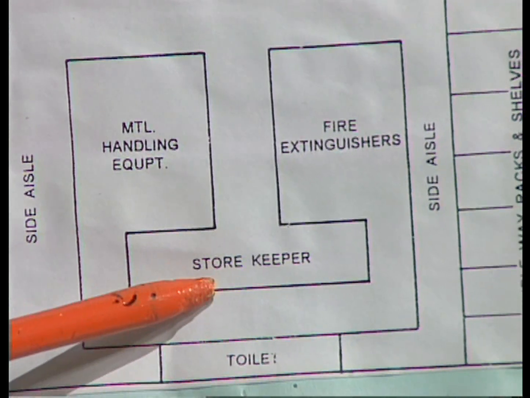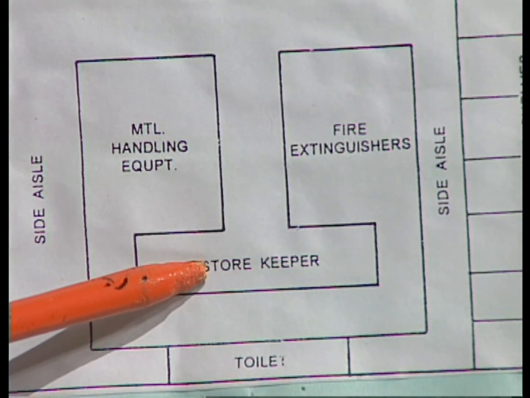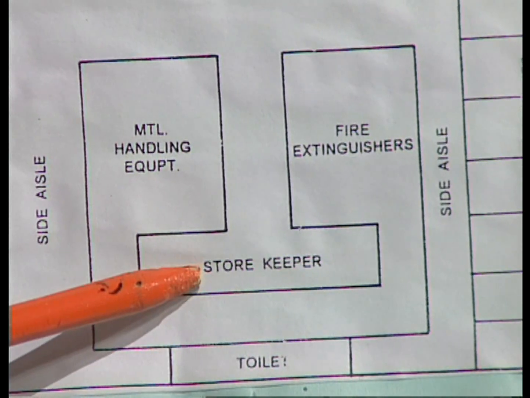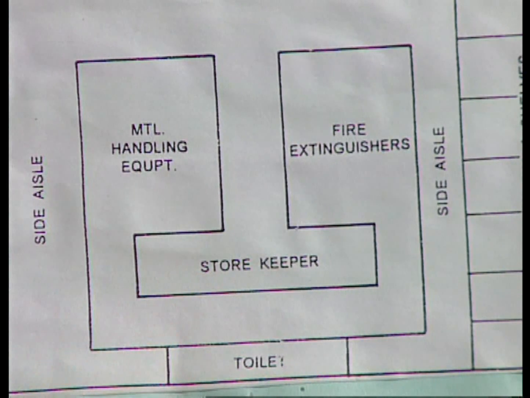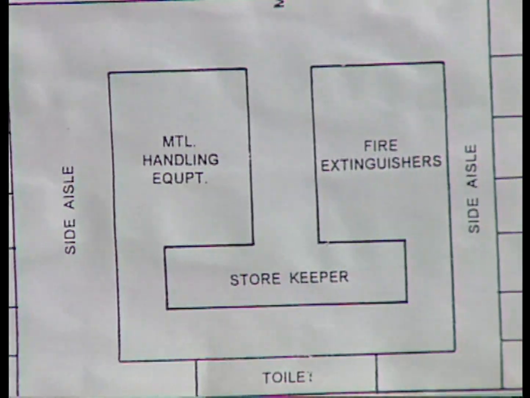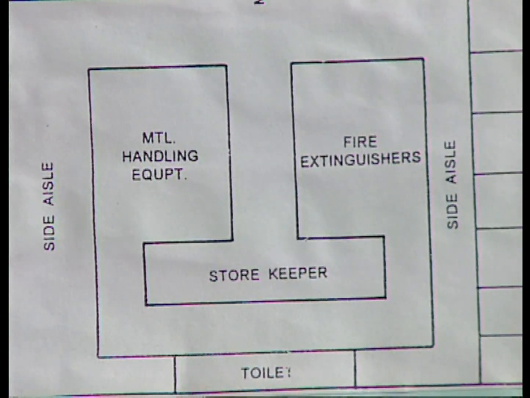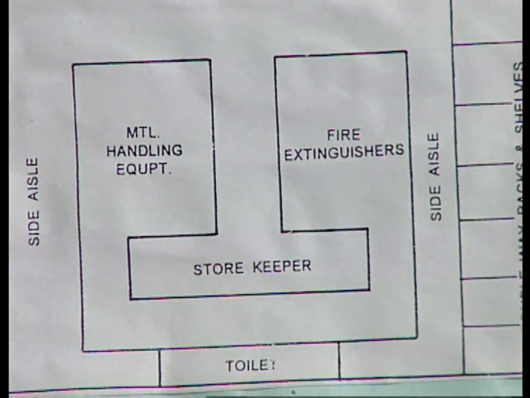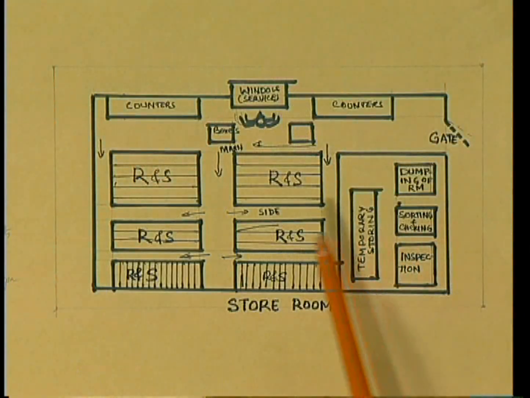And here the storekeeper, who is the key holder of the stores, will sit here and look after all the things in his control. And this is how the typical layout for a medium scale or large scale industry will look. Whereas for another case, we can go for the same layout. Another example you can see here.